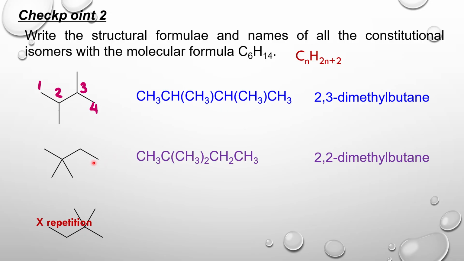For the last structure, when my methyl groups are bonded to the same carbon, I can condense this by showing the bracket CH3, and the subscript 2 indicates that there are 2 methyl groups, and they are all bonded to this carbon over here, which is my second carbon. Name-wise, this will be named 2,2-dimethylbutane. This means the 2 methyl groups are both on the second carbon of the parent chain.